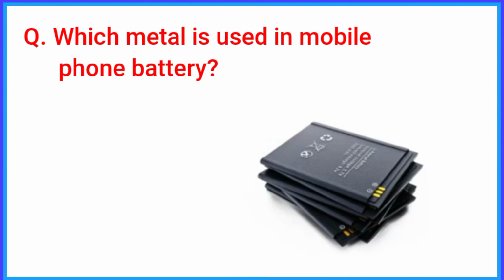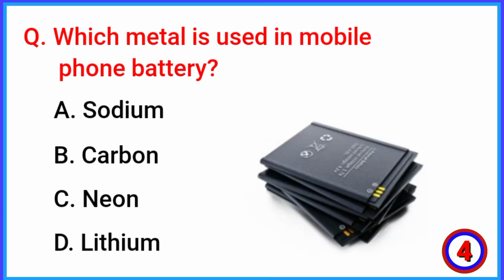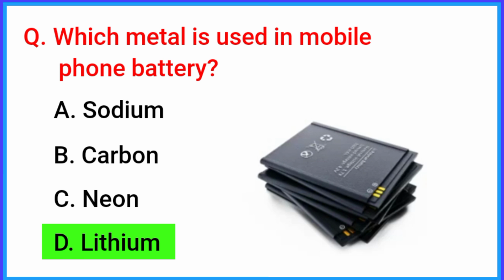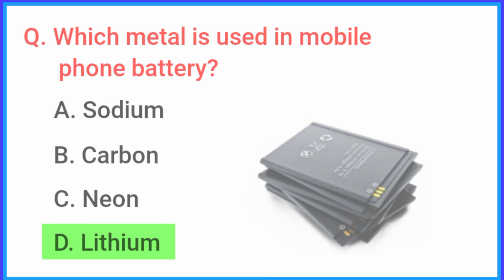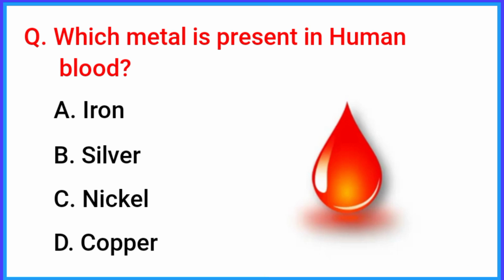Which metal is used in mobile phone battery? The correct answer is option D, lithium. Which metal is present in human blood? The correct answer is option A, iron.